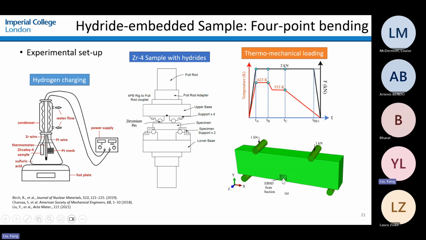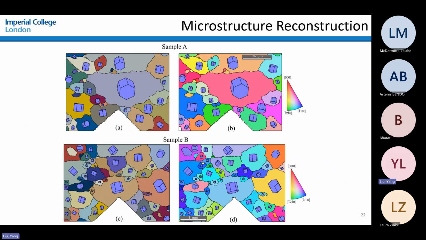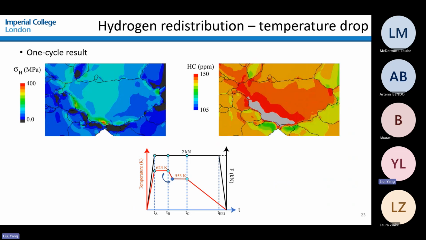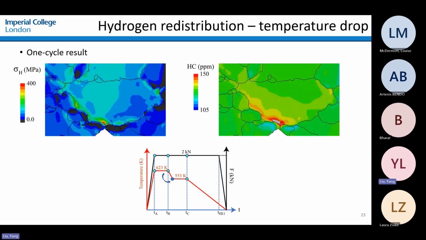We also have a notch in the sample, just to give it a worst case scenario, which is relevant to the stress intensity factor within real reactor conditions. There's two samples that we've been simulating previously, and I'm going to focus on sample A here, where we first focus on the hydrogen concentration, without the hydride precipitation, to see how the hydrogen distributes within the microstructure.